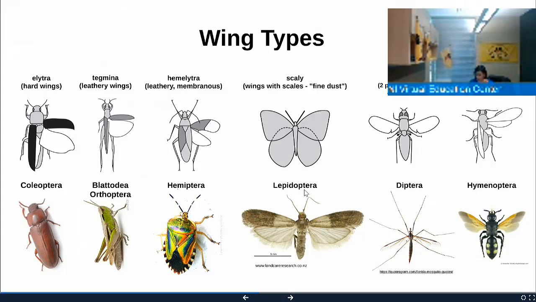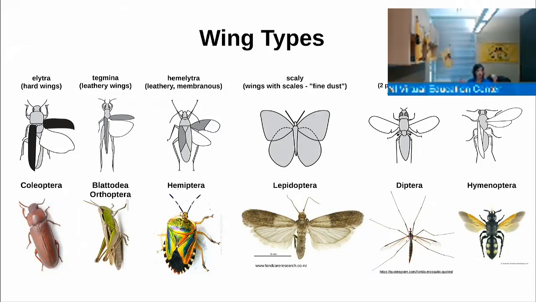Scaly wing. If you ever touch a butterfly or a moth, you will feel that it seems they have dust on their wings. In reality, they have what we call scaly wings, so wings with scales.